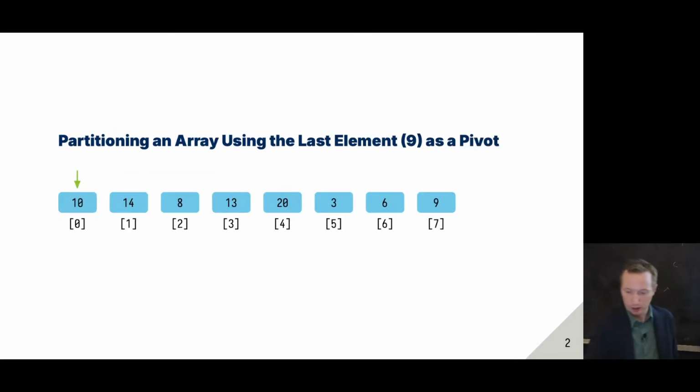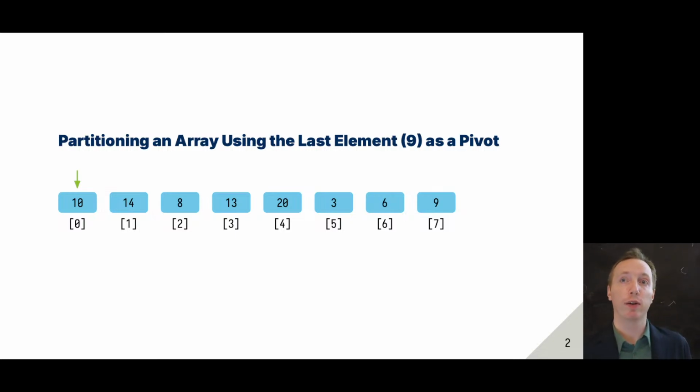So here is our array we would like to sort. It is 8 numbers, so the indices are 0 all the way up to 7. And those are all the values, so 10, 14, 8, 13, 20, 3, 6, and 9. So it is definitely not sorted.